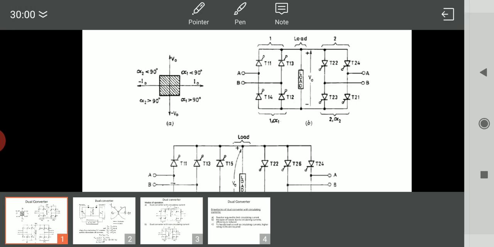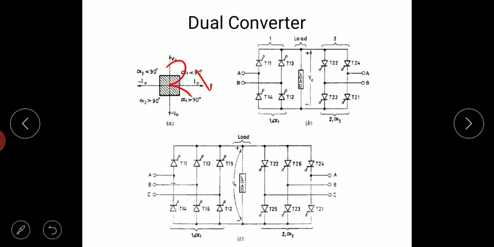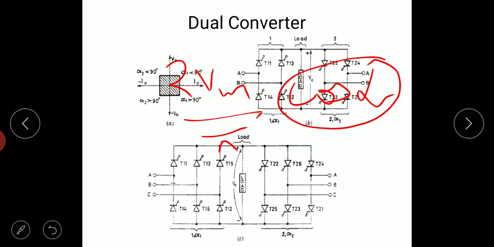In case of single phase, the average voltage was 2 Vm by pi into cos alpha. So when alpha is kept less than 90 degree, this voltage V naught will be positive, and if alpha is kept greater than 90 degree, this average voltage will be negative. And we have seen in three phase this was 3 VML by pi into cos alpha. Again for alpha less than 90 degree, the average voltage V naught was positive, and for alpha greater than 90 degree, this was negative.